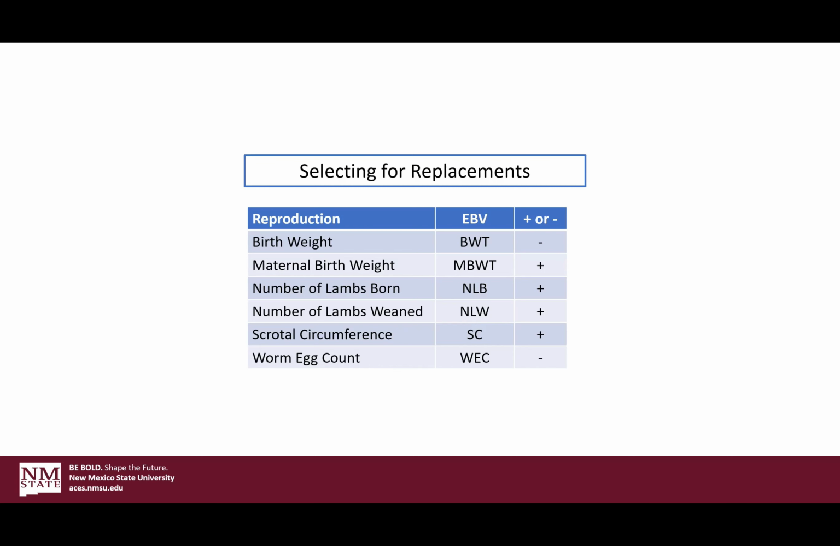For replacements, scrotal circumference, in the ram side, is an estimated breeding value, but also physically, the bigger the scrotal circumference, it can be tied to maturity of his offspring. The larger the scrotal circumference could represent that these lambs will mature earlier out of him.